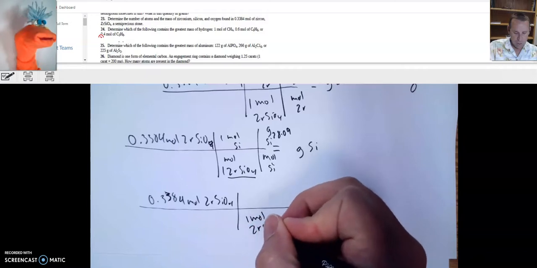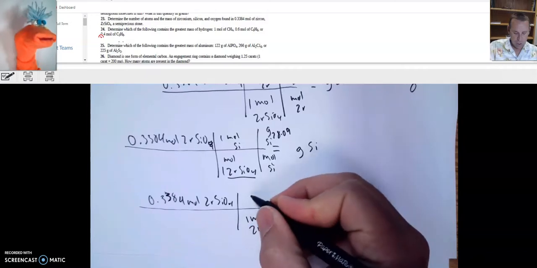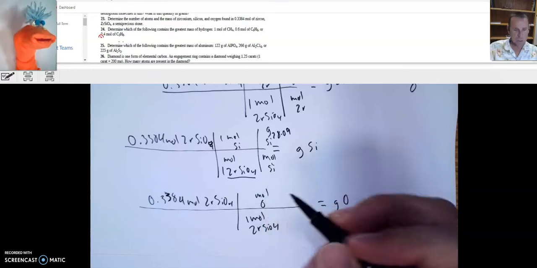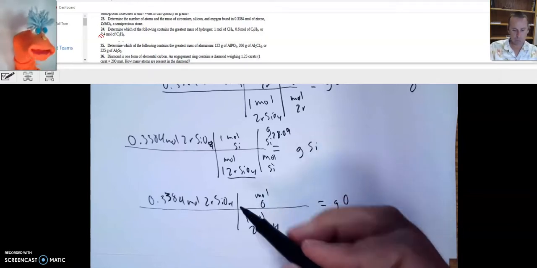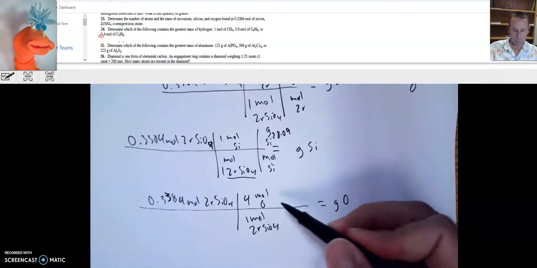Moles of ZrSiO4, one of them, and moles of oxygen. Is it just 1 mole of oxygen? No, it's 4. That's right. This time it's 4 moles of oxygen.